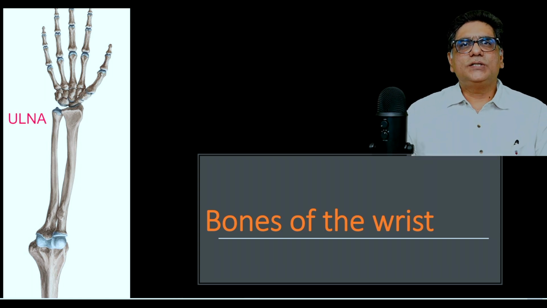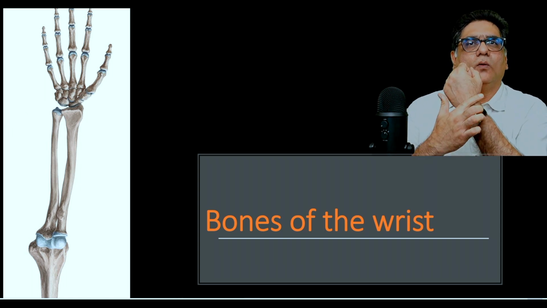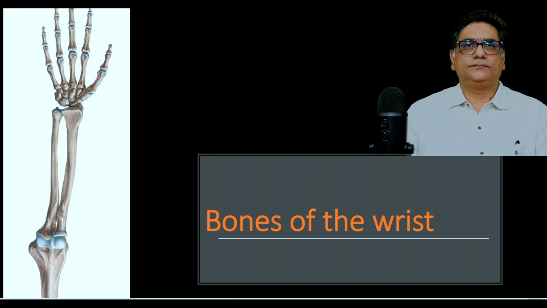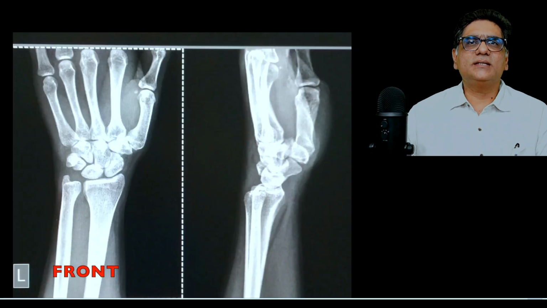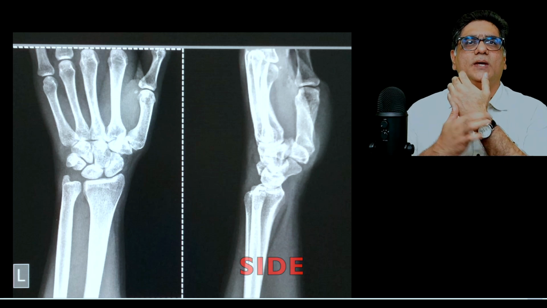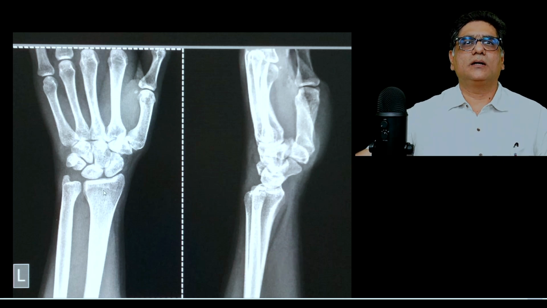In this video, we shall talk about the fractures of the lower end of the radius, which is the most common fracture that occurs around the wrist. Now, these are X-rays of the wrist from the front and from the side, and this is where the fracture most commonly occurs here.